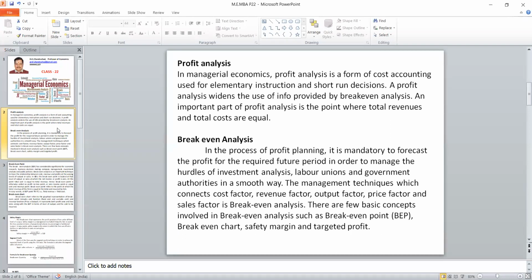In that, there are several concepts like break-even point, break-even chart, safety margin, targeted profit, and break-even quantity. So these are some of the terms involved in break-even analysis. The main reason we have to apply this break-even analysis is that as a manager you have to take decisions. Based on that decision, your level of success will be decided.